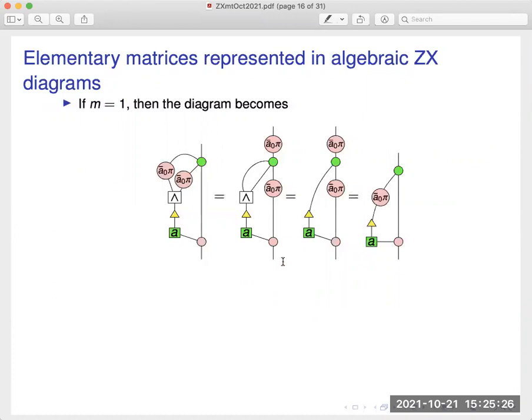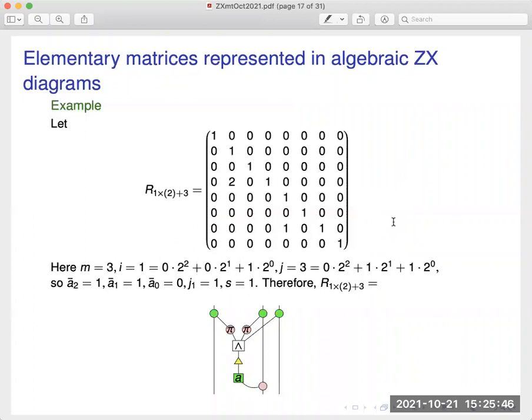There is also a special case if A is just one wire, and then the AND gate is the same. The two wires just connect to the same green node, and then you will get this one as a special case.